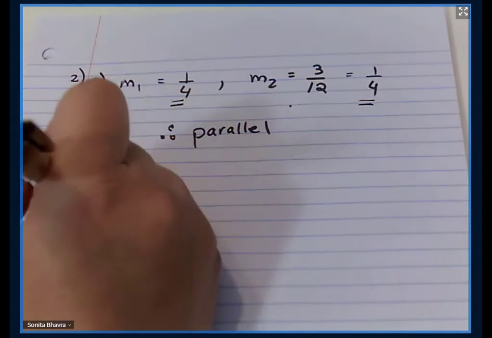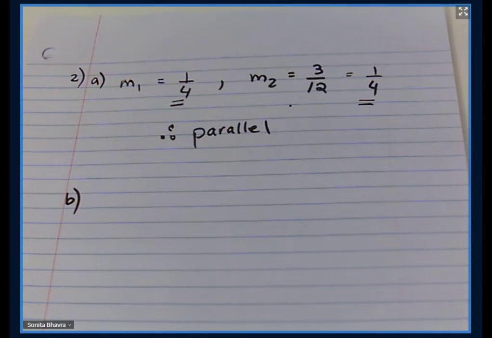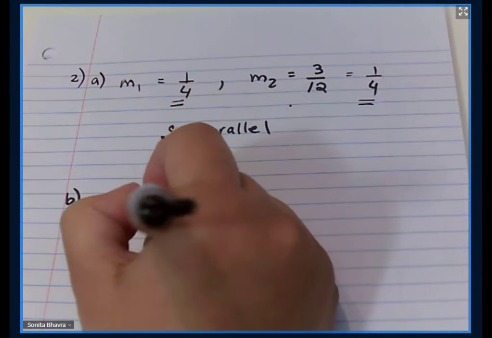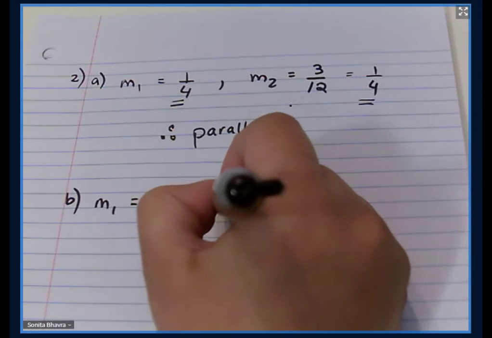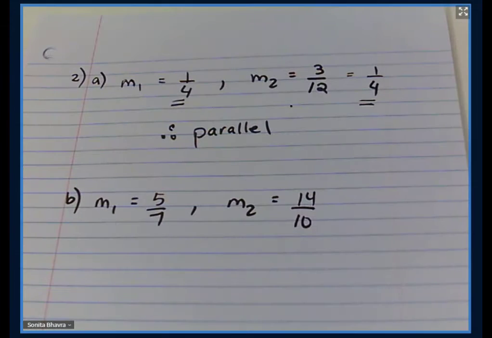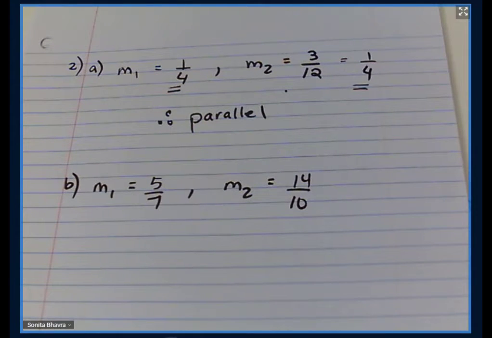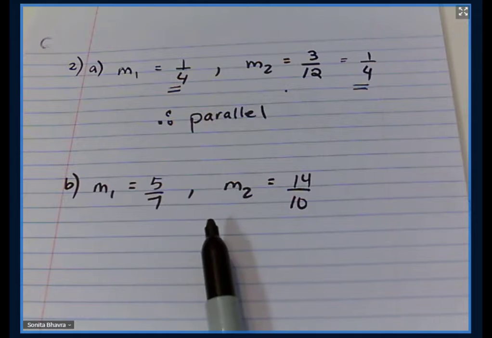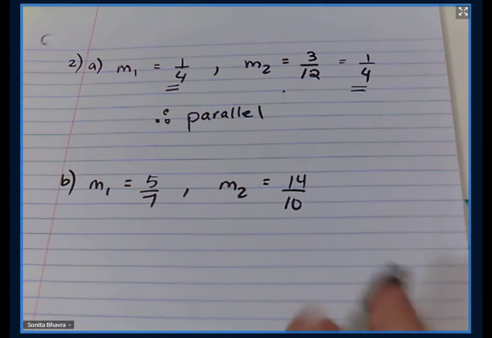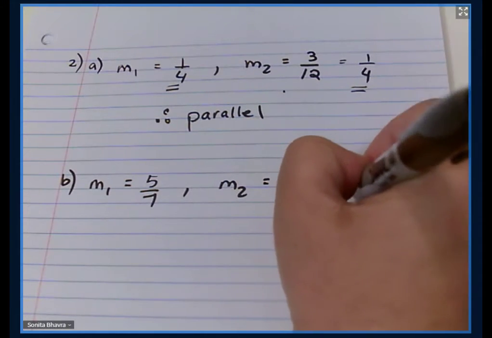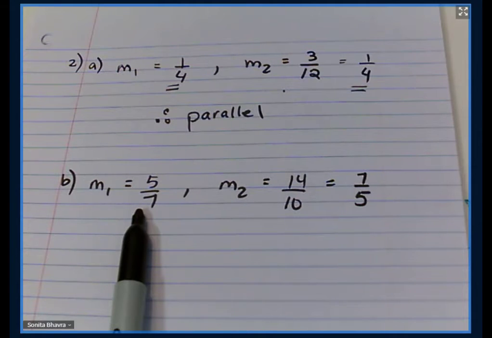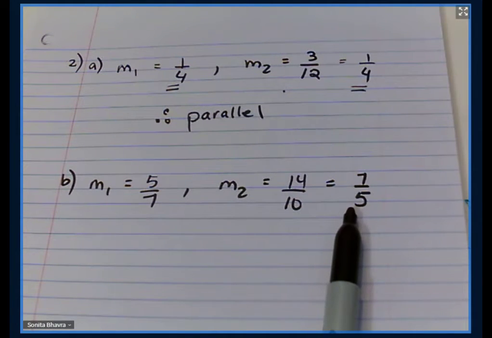Okay, and then B, we have line 1 with slope 5 over 7, and for line 2, the slope is 14 over 10. So again, at first glance, they look different, but check your fractions. This fraction here, 14 over 10, can be reduced. We can reduce it to 7 over 5. So it's 5 over 7 for the first line, and our second line is 7 over 5.